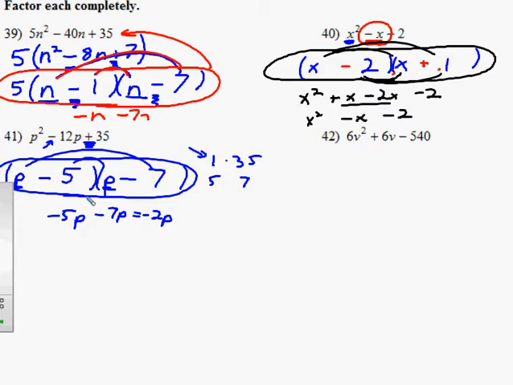Coming to 42, first thing we want to do is check for a common factor. 6v squared plus 6v minus 540. That does have a common factor. 6 goes into each of those. So we have a 6. And then we're going to factor out that 6. We're left with v squared plus v, and thinking 6 times what equals 540? Well, that's going to be 90.